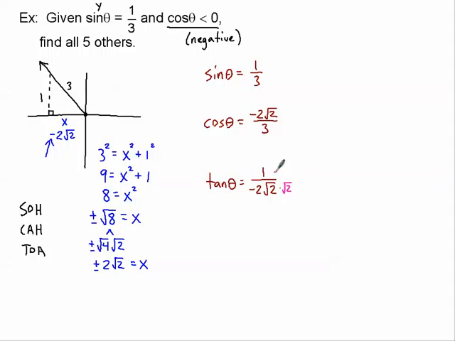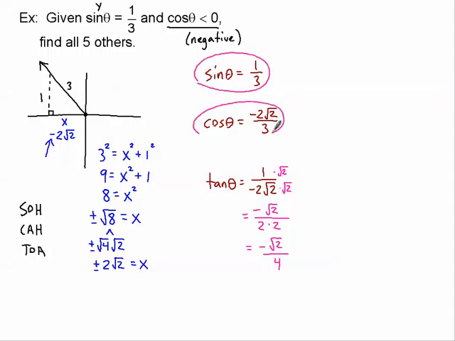I'll multiply by square root of 2 over square root of 2. So now what do we have here? The negative is going to be up top. Square root of 2 is up in the numerator. We've got a 2, and then multiplied by a 2 that escapes from the square root of 2 times square root of 2. So ultimately, it looks like I've got negative square root of 2 over 4. That's what the tangent is. So we've got our sine, we've got our cosine, and now we've got our tangent.